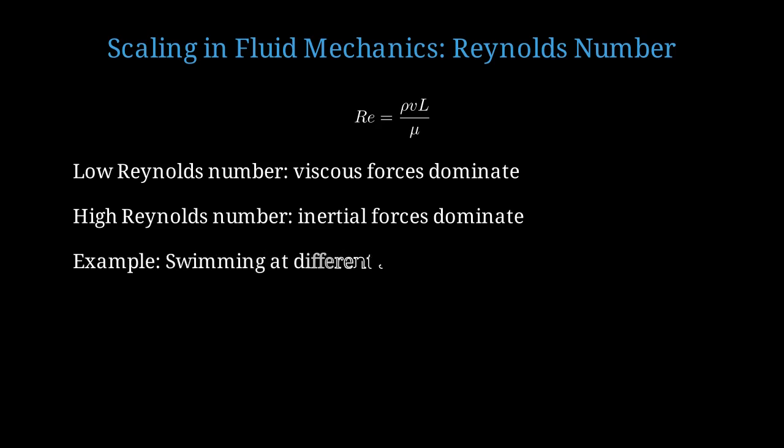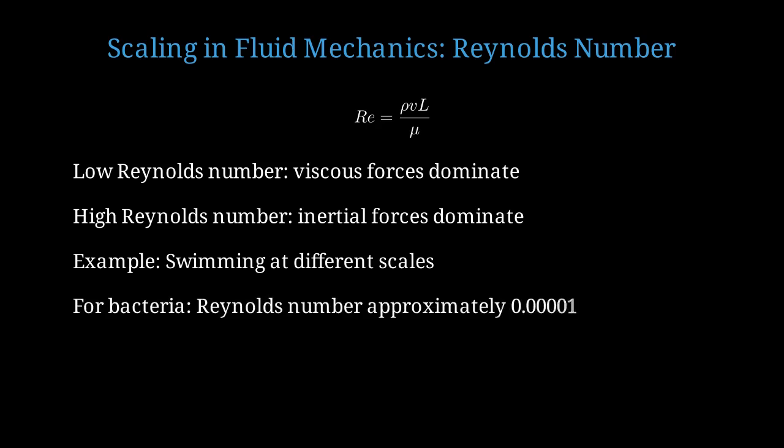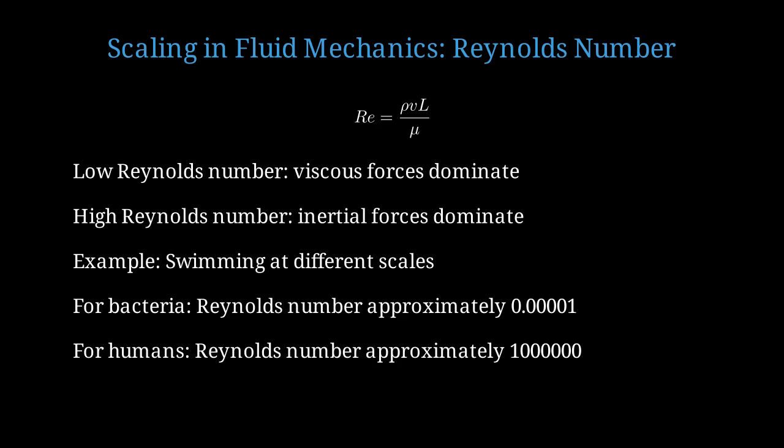This has profound implications for locomotion at different scales. Consider swimming. For bacteria swimming in water, the Reynolds number is about 10 to the minus 5. At this scale, water feels like thick honey. For humans swimming, the Reynolds number is about 10 to the 6. Water feels relatively thin and you can coast using inertia.